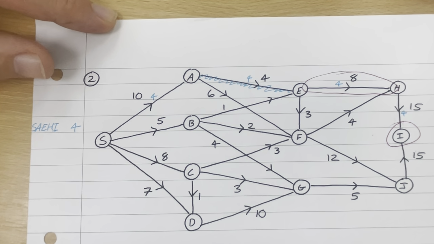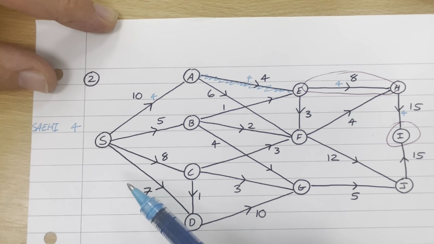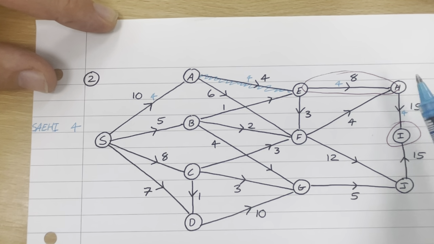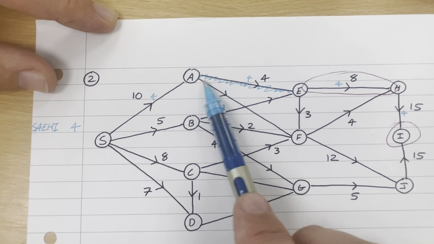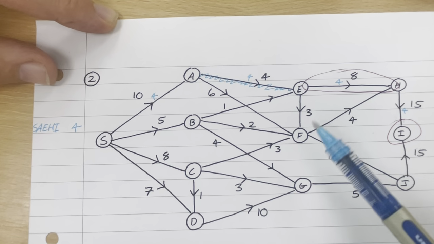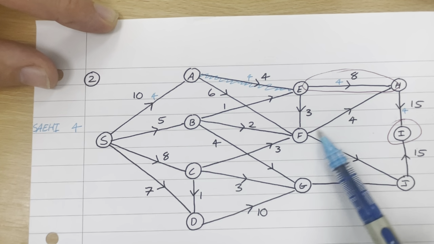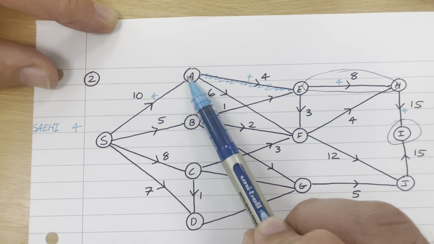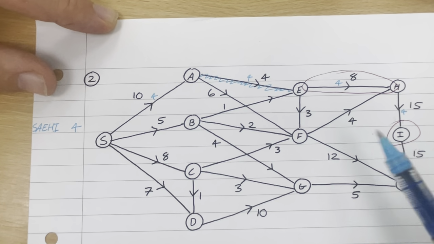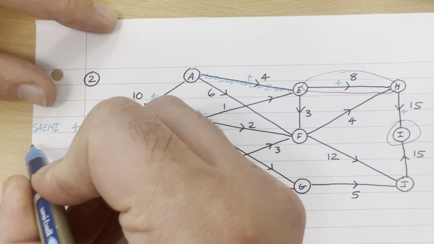Okay, it's going to keep going like that until I run out of options, or until I get to 21, actually, in this case. So another route might be S-A-F-H-I. I'm bypassing this saturated pipe by going down to F and then coming back up to H. Again, I can push another 4 through there. That's got 6 space, that's got 6 space, that's got 4 space, and that's got 11 space. So 4 is the most I can push through that route.